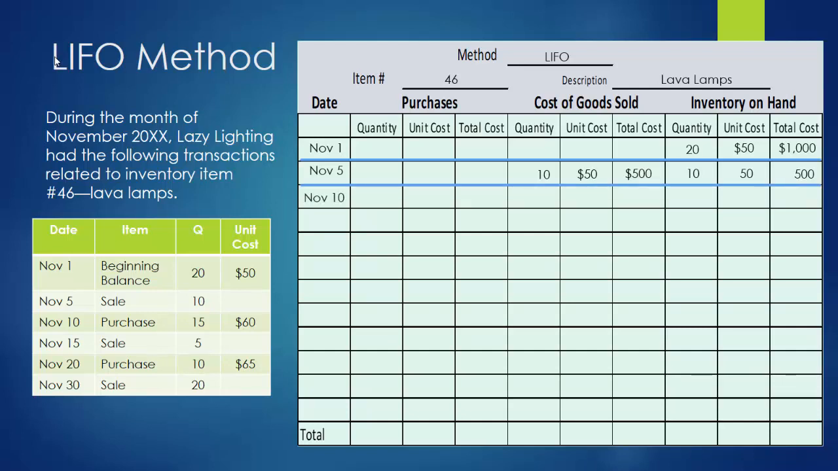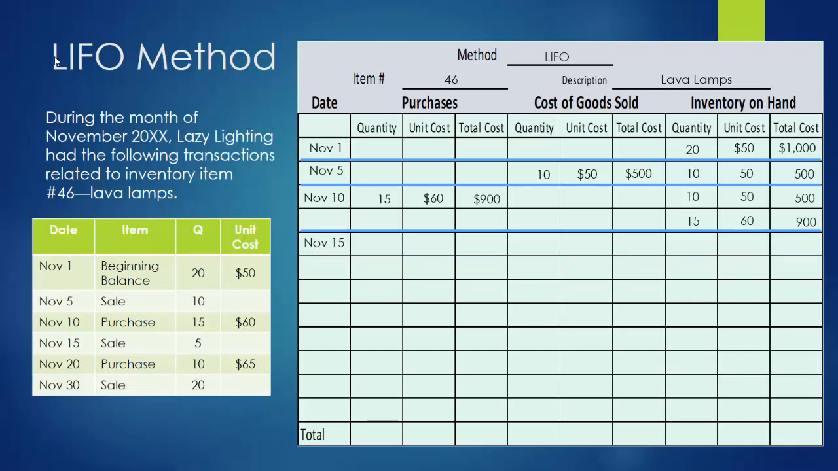On November 10th, we're going to make a purchase of 15 lava lamps at a cost of $60 per lava lamp, and in total that purchase is going to cost us $900. Just like FIFO, we have to layer our inventory. Bring down what you have first. We have 10 $50 units with a total basis of $500 that were on our books already, and we just made a purchase of 15 more with a $60 unit cost for a $900 basis. We're going to create a separate layer to record that. So 15 $60 lava lamps, total cost of $900.